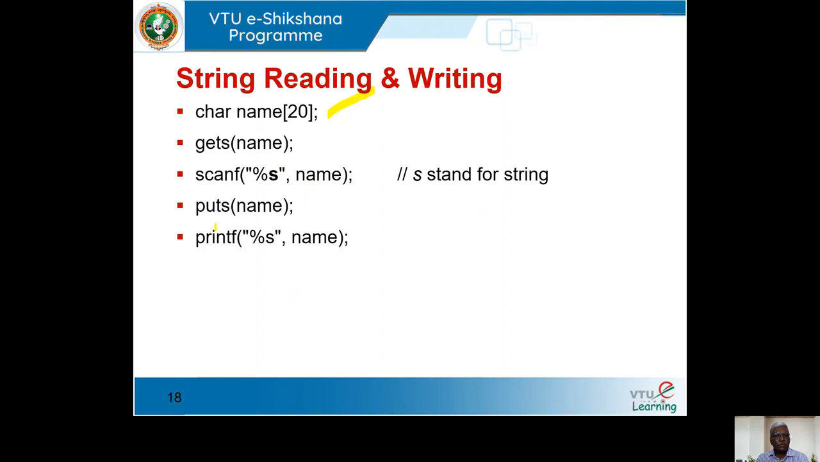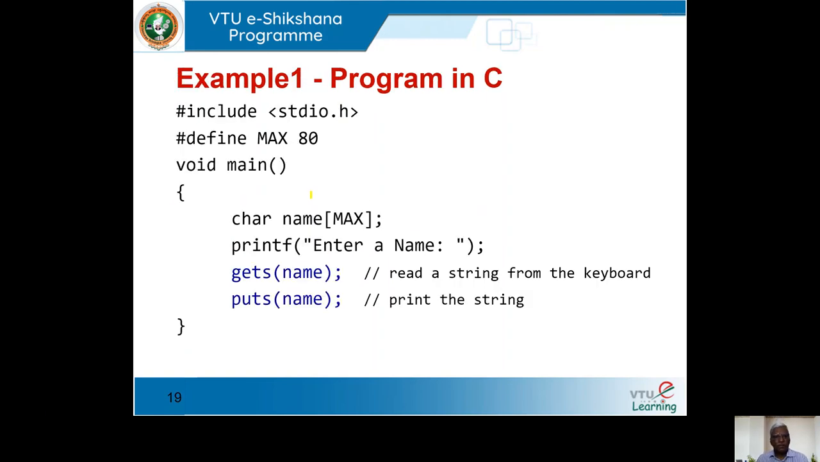Okay, now coming to puts. It's not character by character, because I'm just using %s, so I can directly read the entire string. I don't require a for loop, because if I want to read character by character, then I have to use a for loop and use ampersand here. I think this is all you have studied already. Similarly, writing onto the console, I can use puts with the string name, or I can use printf %s in order to print what I have read from the keyboard. So this is a very simple example. In order to read a name from the keyboard, you can see gets and puts.